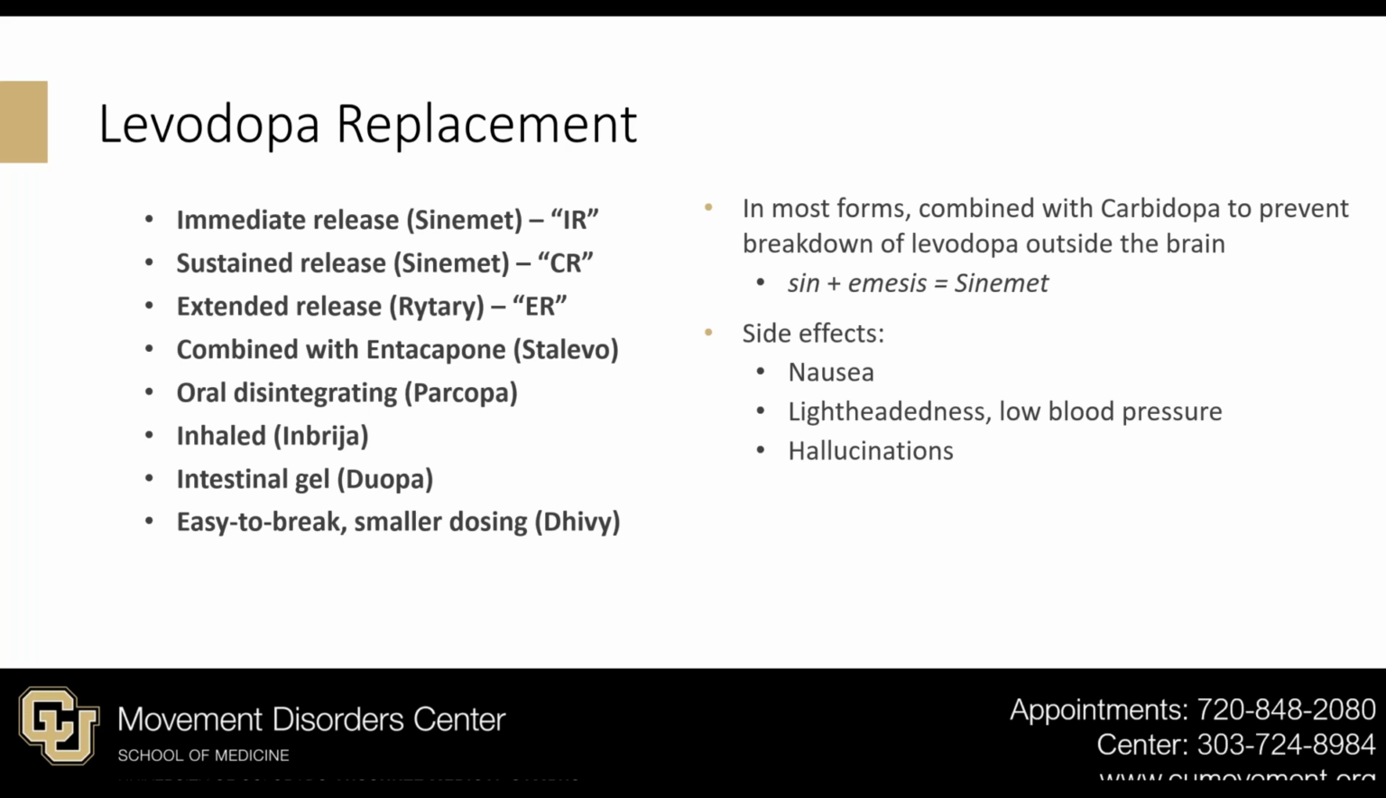There's also, and we're going to talk about what entacapone is, combo pills to reduce that pill burden, like Stalevo. There are versions for people who have trouble swallowing, or interestingly, one that doesn't have the yellow dye that some people are allergic to, so we sometimes use that, which is Parcopa. That just dissolves in the mouth and works essentially the same as the Sinemet. And then I'm going to go into a little more detail about the Inbrija later, and then we're going to talk a little bit about these newer ones that are coming out or have just come out.